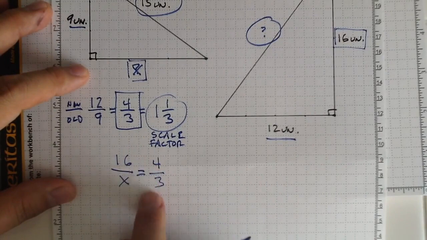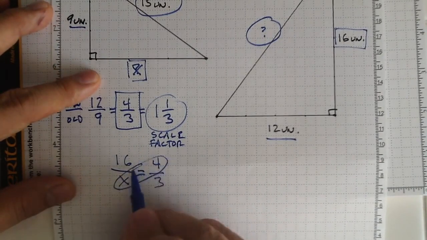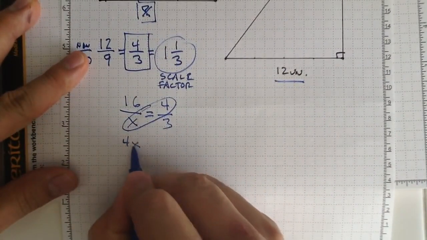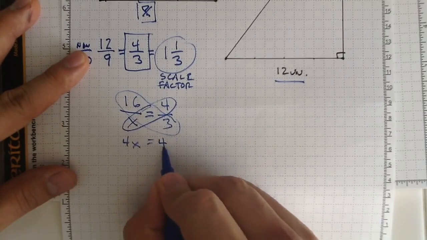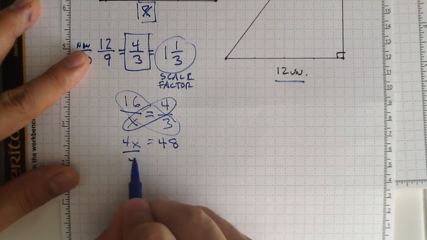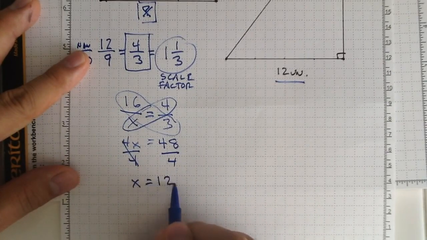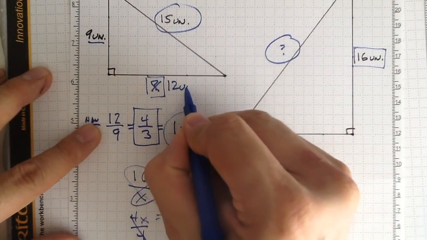And these are some pretty nice compatible numbers, so you might have figured it out already. But I'm going to cross multiply to figure it out. So here I get 4x equals 16 times 3, which I believe is 48. Divide both sides by 4. X equals 12. So this side is 12 units long.